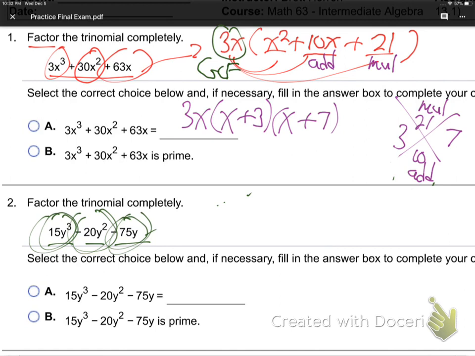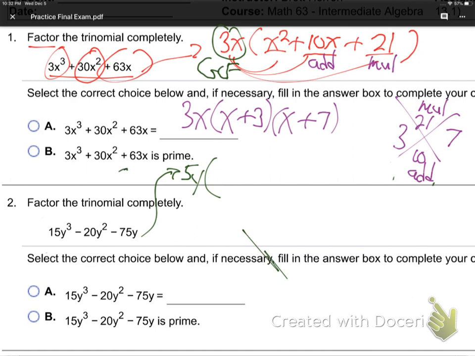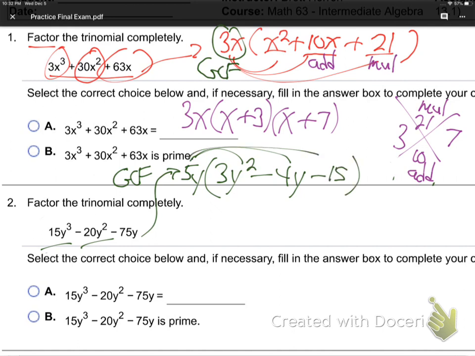Let's try this again. So, again, starting from the beginning, what goes into these guys is 5y, that's the GCF. 5y goes in all three of those, and then 5y times 3y squared would go back to 15y cubed, minus 5y times 4y would go back to minus 20y squared, and 5y times minus 15 would go back to minus 75y. Now, how do we factor what's left?